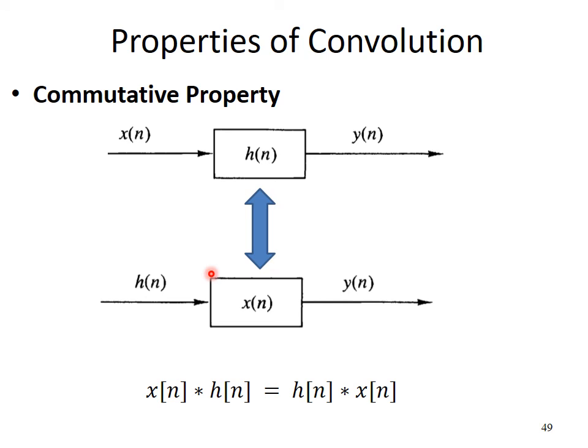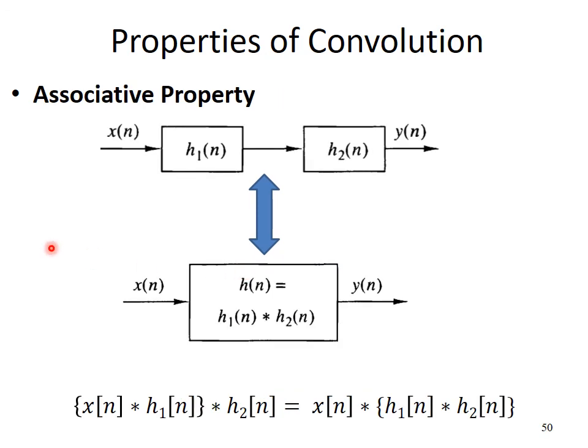Now the properties of convolution. The first is the commutative property. According to this property, if two signals or two systems or a signal and a system, for example x of n and h of n, are convolved together to produce y of n, then it doesn't matter if you convolve x of n with h of n or you convolve h of n with x of n, the result would be the same, and this is called the commutative property.